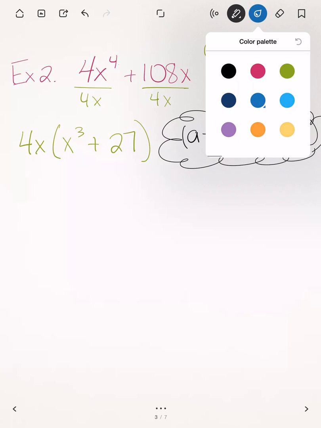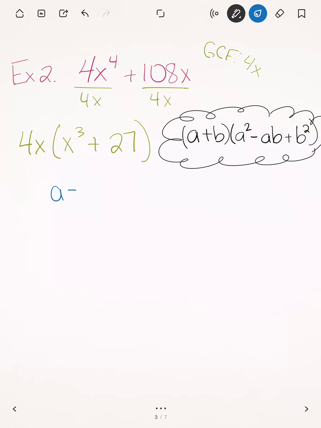So let's start with a. I take my first term for a, so the cube root, not the square root, the cube root of x cubed is x, and then I take the cube root of my second term for b. So the cube root of 27 is 3. Anywhere I see an a, I plug in an x. Anywhere I see a b, I plug in 3, and then I simplify. So it says a plus b, that is x plus 3.